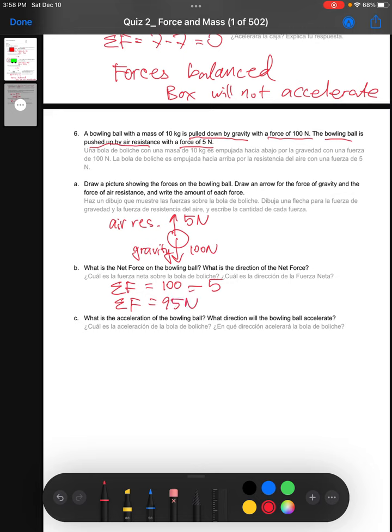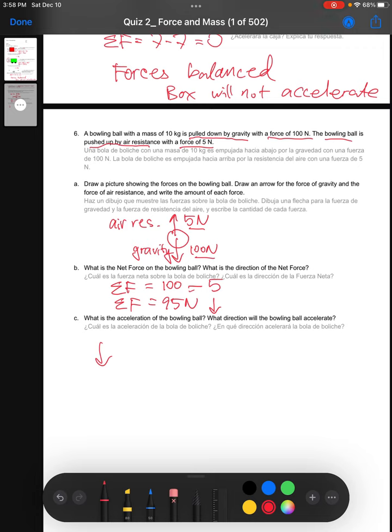And what direction will this bowling ball go? It has 100 newtons going down and 5 newtons going up. Well, the downward force is greater, so this ball will go down. What is the acceleration of the bowling ball? What direction will the bowling ball accelerate? Well, the net force is down, so the bowling ball will accelerate down.